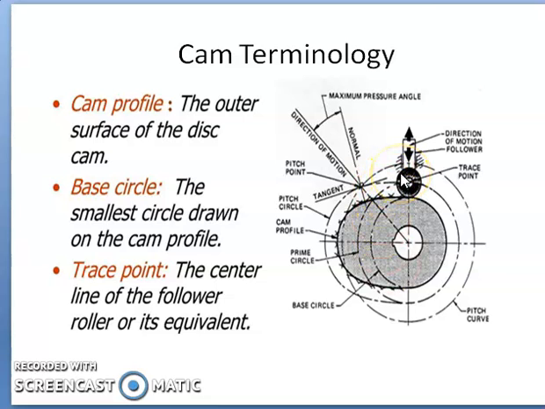Next is the trace point. So this trace point is where we are going to study the profile. For drawing or generating the cam profile, we assume that the follower is tracing the cam profile, or it is following the cam contour. So we take a point for the study and that point is called the trace point. In the case of the roller follower, the center of the roller acts as the trace point. In case of a knife edge follower, the tip of the knife edge acts as the trace point.